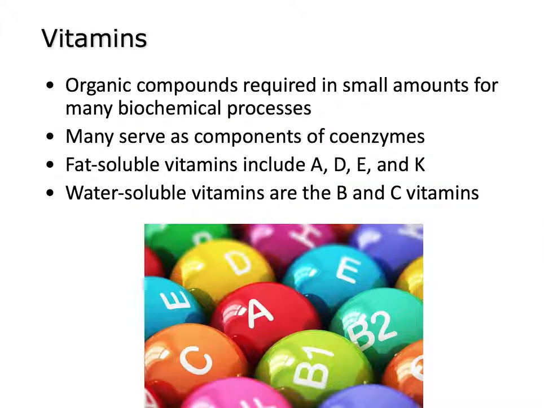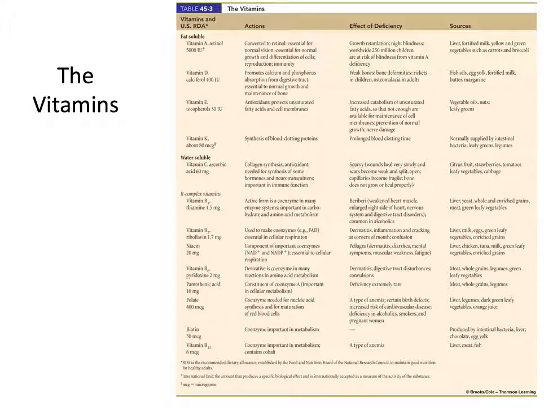Okay, vitamins. Vitamins are organic compounds required in small amounts for many biochemical processes. Many of them are components of coenzymes, and we have fat-soluble and water-soluble vitamins. Our fat-soluble ones are A, D, E, and K, and the water-soluble ones are B and C vitamins. And here's this beautiful table with lots of vitamins, and I'm also going to give you a copy of this, and you can take a look at, let's say, vitamin K, which helps in the synthesis of blood clotting protein. So what happens if you don't get enough vitamin K? It takes you longer to be able to clot your blood.